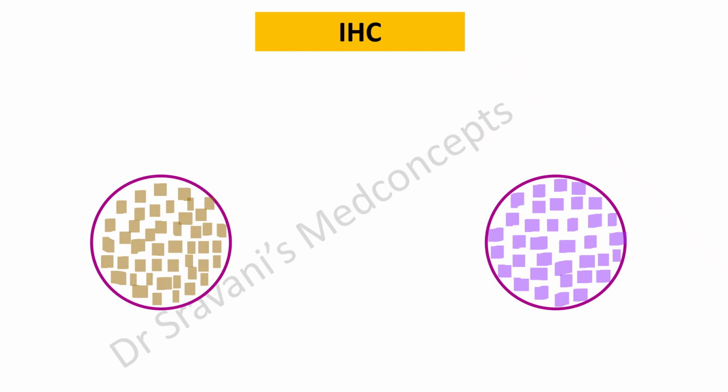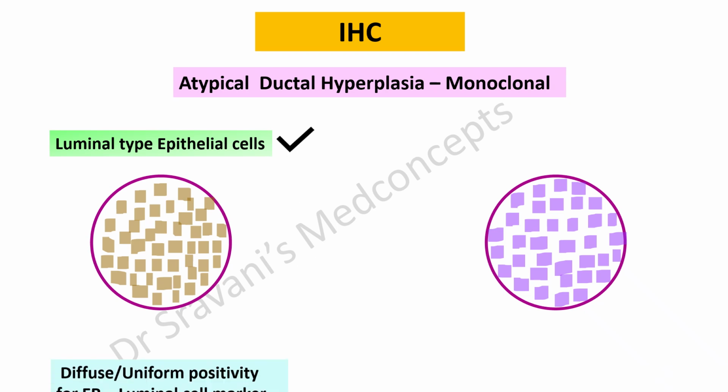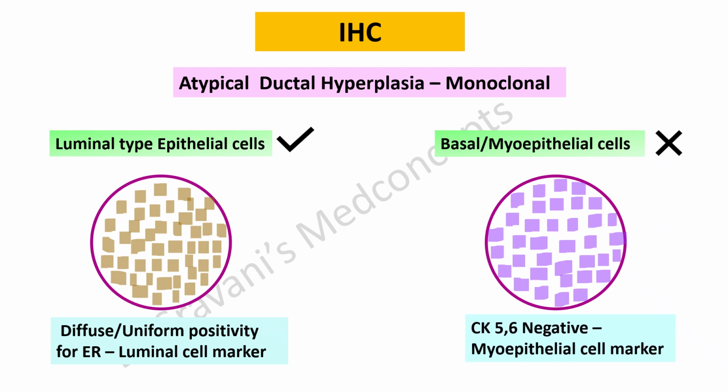Coming to the immunohistochemistry pattern in case of atypical ductal hyperplasia. Atypical ductal hyperplasia is because of monoclonal proliferation of luminal type of epithelial cells. So here you will see only luminal type of epithelial cell proliferation. Hence, it is uniformly or diffusely positive for ER, which is a luminal cell marker, whereas basal cells and myoepithelial cells are absent in case of atypical ductal hyperplasia. Hence, in this case, we'll see CK5/6 negativity, which is a basal and myoepithelial cell marker.